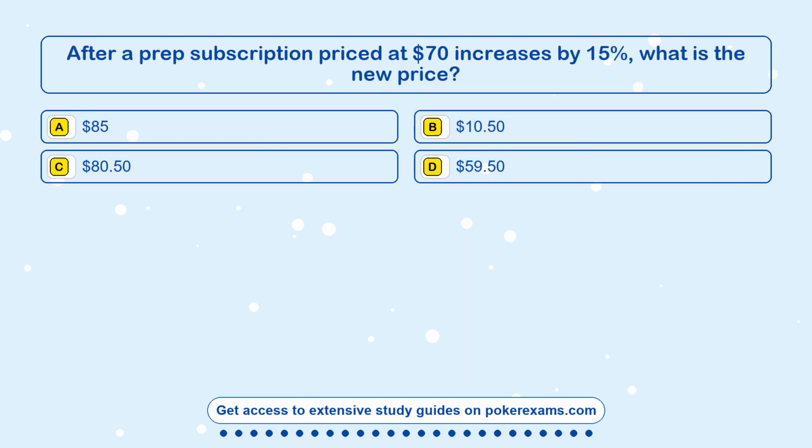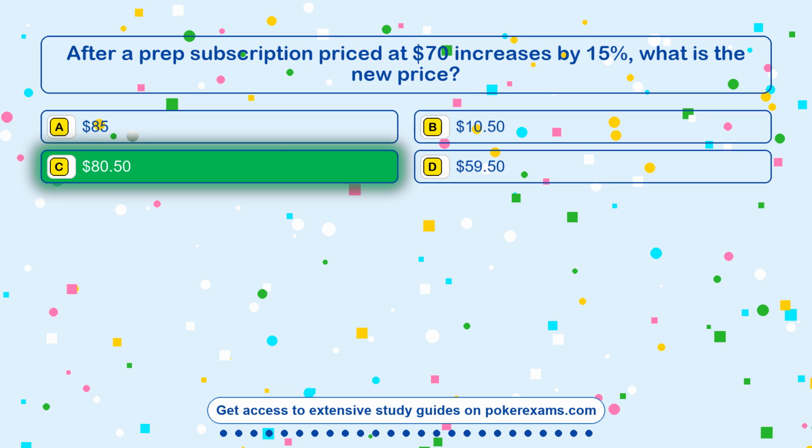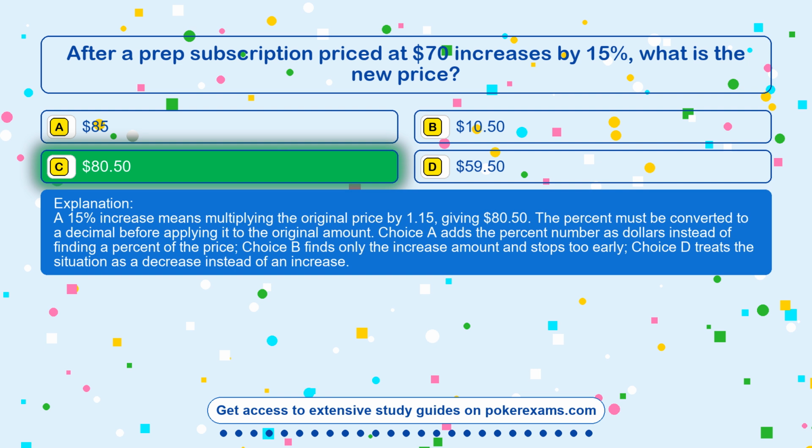Question 3. After a prep subscription priced at $70 increases by 15%, what is the new price? Option A $85. Option B $10.50. Option C $80.50. Option D $59.50. The correct answer is option C, $80.50. A 15% increase means multiplying the original price by 1.15, giving $80.50.